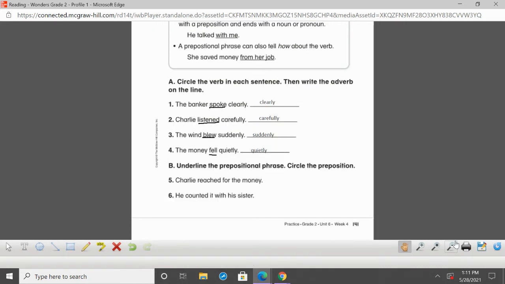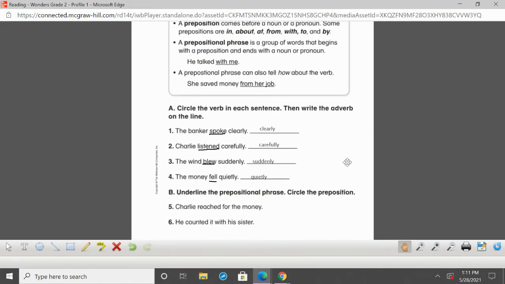All right. Part B says underline the prepositional phrase, circle the preposition. All right, so we're going to practice finding the preposition and also finding the prepositional phrase. So remember, this helps us tell about the verb. So let's look at 5. Charlie reached for the money. Charlie reached for the money.